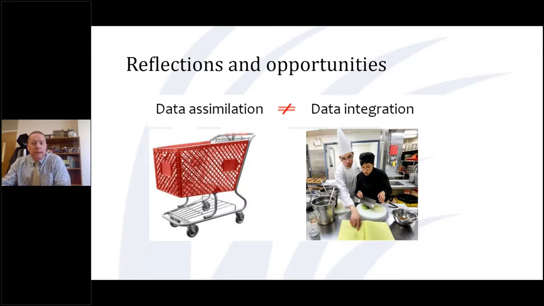And the example that we use is that data assimilation is your grocery cart in the grocery store. You're down the aisles, you're grabbing food off the shelves, and you're throwing it into your grocery cart. And you get home and you take all the food and you put it in your pantry. You've assimilated a whole lot of things.